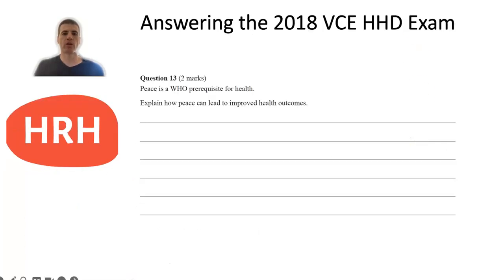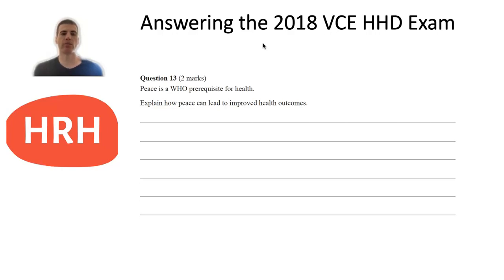So question 13 was the last question in the 2018 HHD exam, and you can see it was a short question worth 2 marks. It mentioned that peace is a WHO prerequisite for health, and the question then asks you to explain how peace can lead to improved health outcomes.